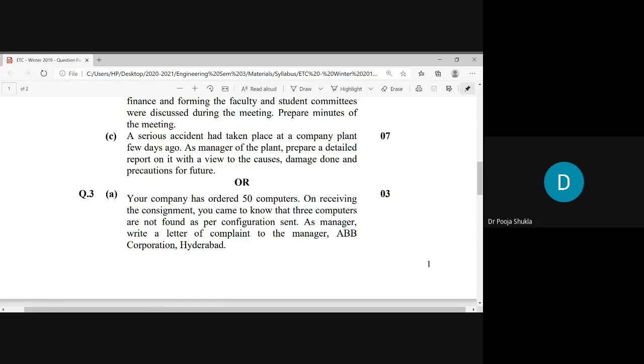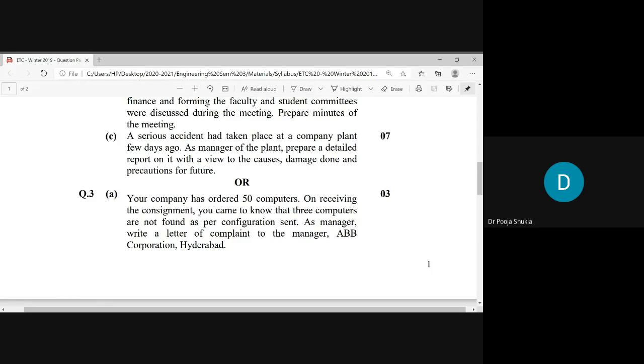A plant means a manufacturing unit. It could be any manufacturing unit, right? Now they have written a company plant. So you have to name it. Again, you have to give a name over here. Let's say I'm talking about Amul Dairy, Mother Dairy, Gopal Dairy in Rajkot. Right? I'm talking about a dairy place where production is taking place. Some machinery broke down. So there was a short circuit and many things went off.